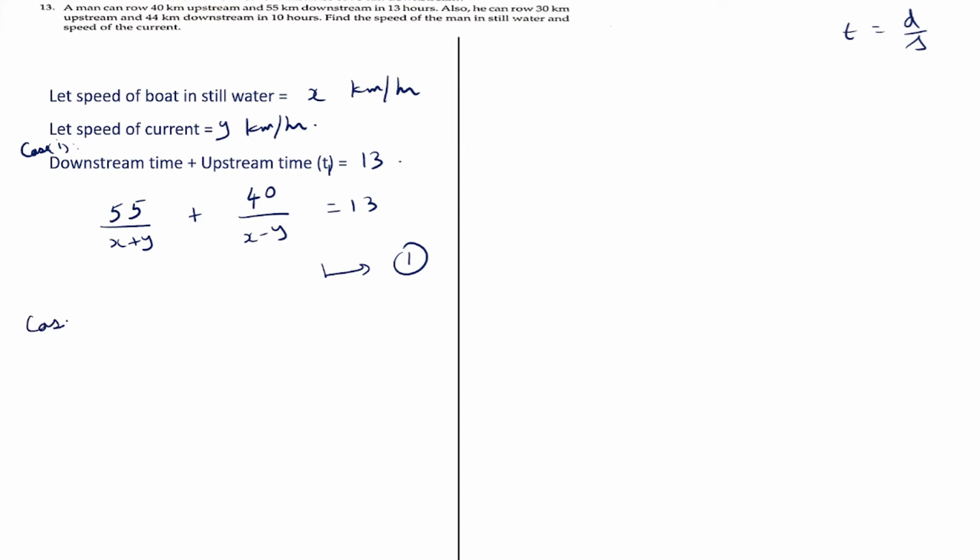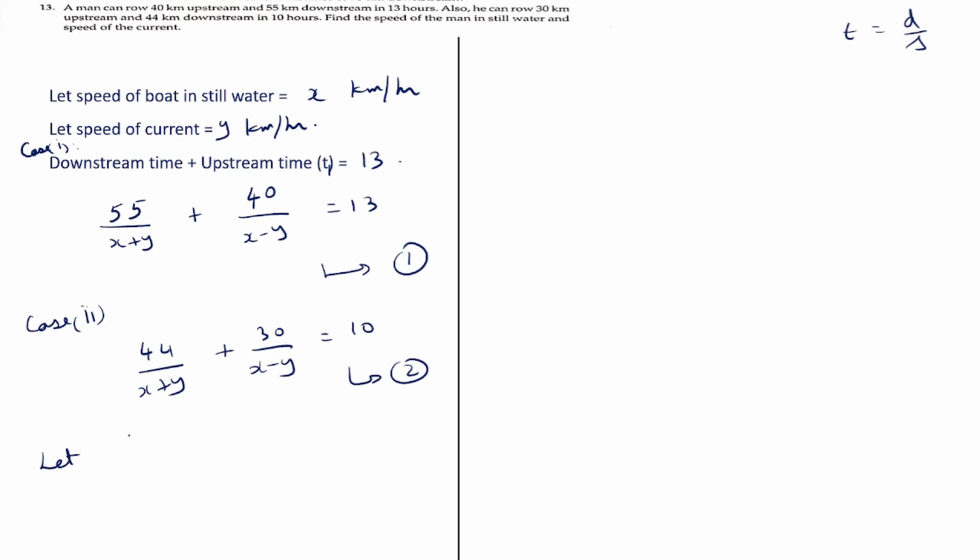And then we have the next case. Also he can row 30 km upstream and 44 km downstream in 10 hours. So again we have 30 upon x minus y plus 44 upon x plus y. This is equal to 10. So let us take this as equation 2.